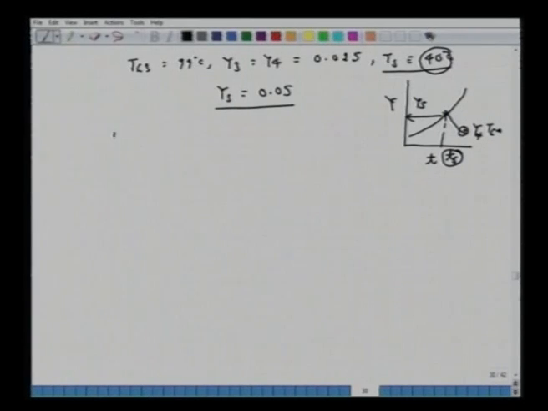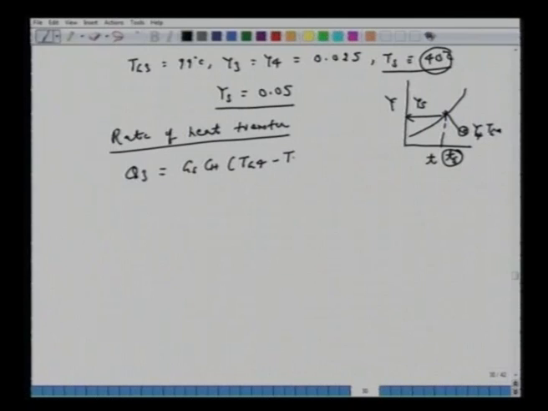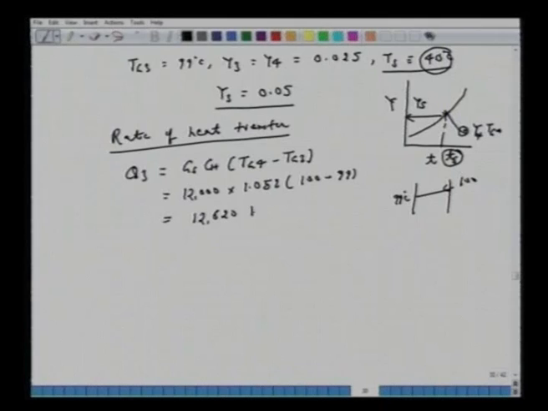Okay, now let's look at the rate of heat transfer. So still we are working on this region 3. The heat load Q3 is Gs Ch (Tg4 minus Tg3), which is 12,000 into 1.052 into (100 minus 99). So that's the temperature drop from 100 degrees centigrade air to 99 degrees centigrade in this region. If you calculate this, we have 12,620 kilojoule per hour.